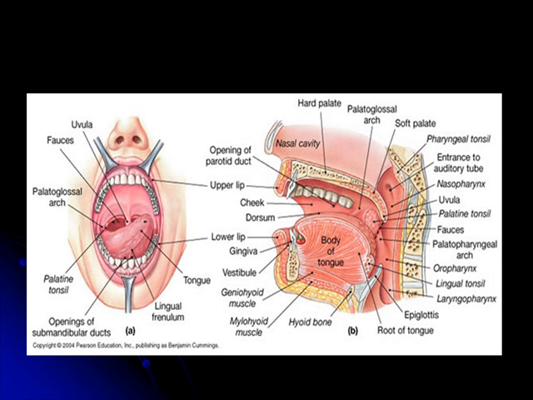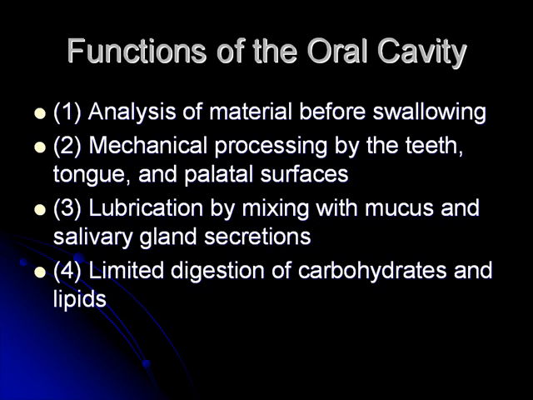Now, let's talk a little bit about the oral cavity, since now we have a general overview of the digestive system. This is an illustration from your book demonstrating the oral cavity. Some of the functions of the oral cavity: analysis of material before swallowing. When we take food into our mouth, an analysis, whether we're conscious of it or not, takes place. It helps us to quickly determine whether a food is sweet, sour, bitter, or spoiled. This analysis takes place immediately upon substances entering the oral cavity.